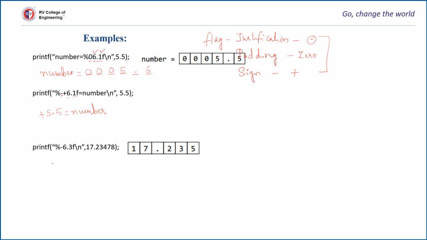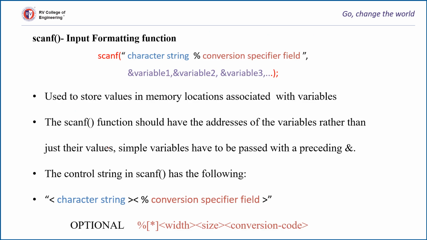Okay. The last one, when I specify minus again here, it means it is a left justification. So the data will be filled from the left onwards. So I will have 17.235. As you can see here, there is a rounding happening at this particular digit. Why? Because the very next digit is greater than 5. Right? So this was all with respect to your printf statement.